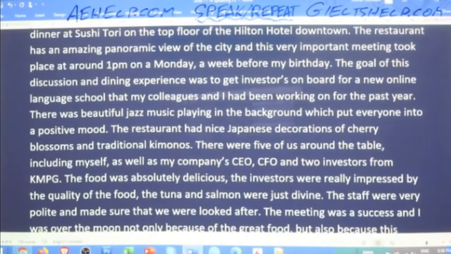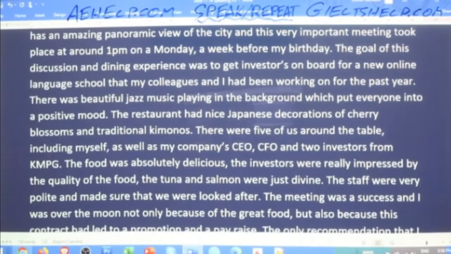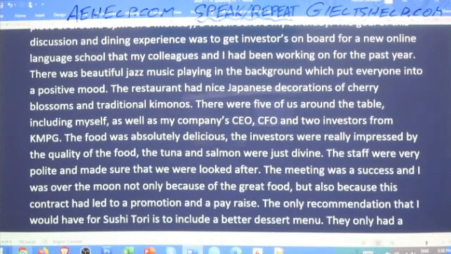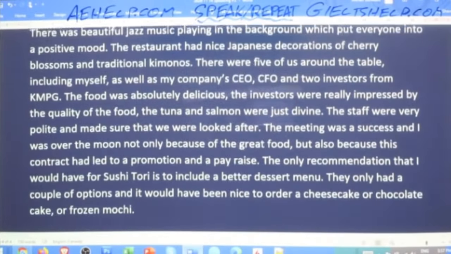The goal of this discussion and dining experience was to get investors on board for a new online language school that my colleagues and I had been working on for the past year. There was beautiful jazz music playing in the background, which put everyone into a positive mood. The restaurant had nice Japanese decorations of cherry blossoms and traditional kimonos.